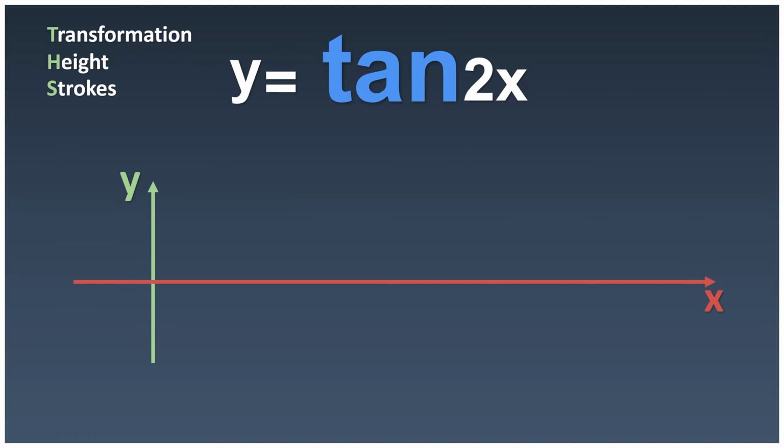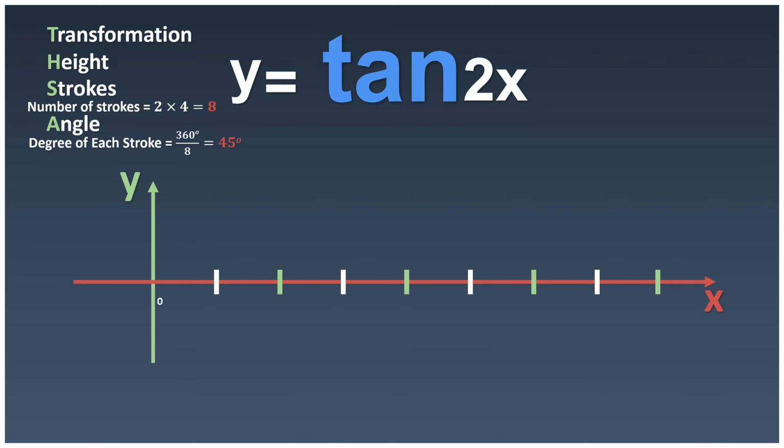And as for strokes, how many strokes altogether? We take the number times by 4, then we know altogether we have 8 strokes. So the rule of thumb is we draw the line on the axis first, so that later on everything will be equal in size. And last is the angle. If we use the 360 degrees, we're going to divide by 8. We know each of them is going to be 45 degrees in the increment. So once we have everything done, we are now ready to draw the tangent graph.